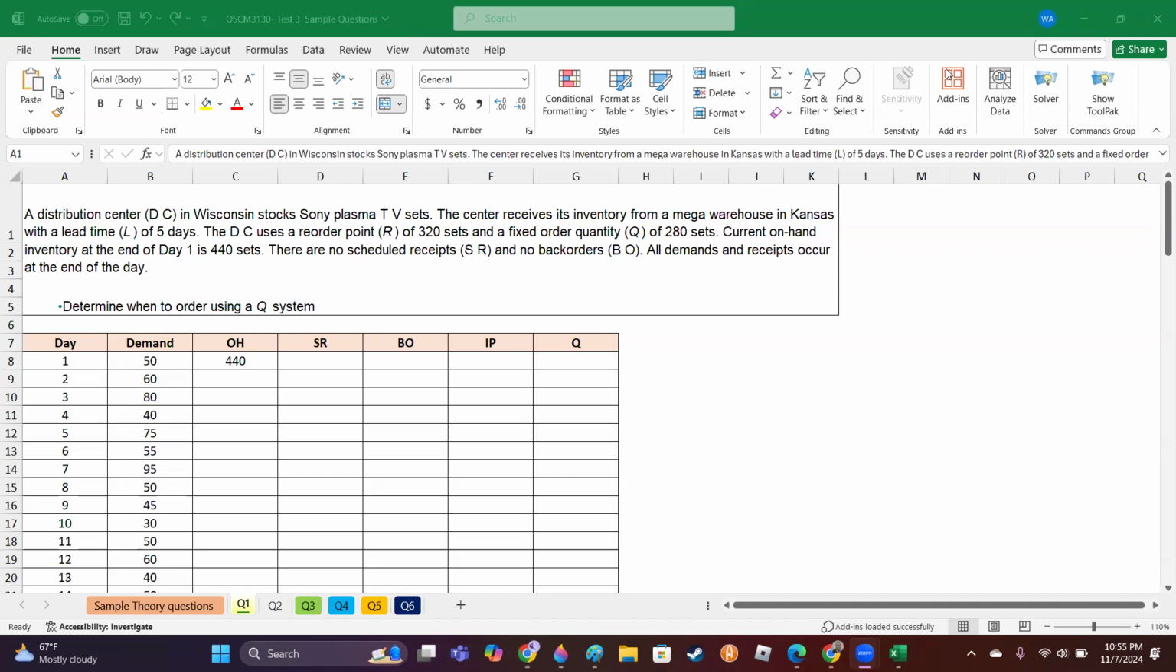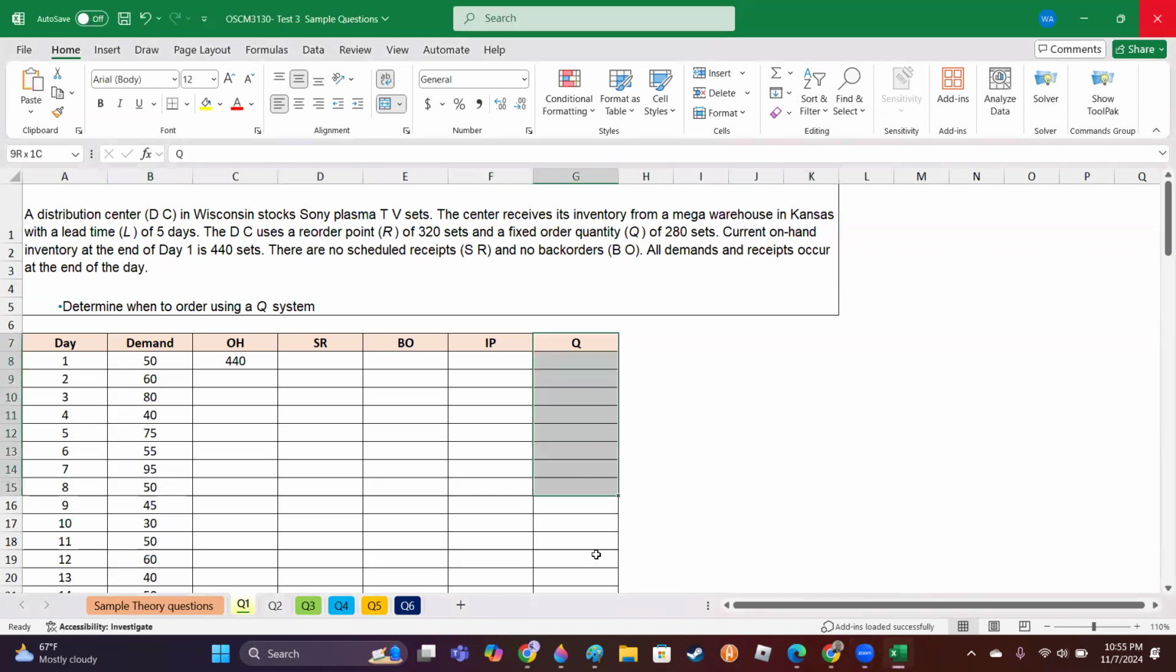Question 1 was about queue systems and basically determining, if you're given information like this, when you should place an order in this last column here.